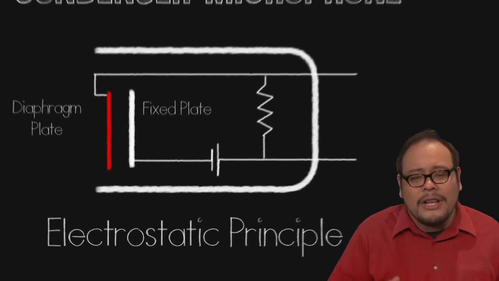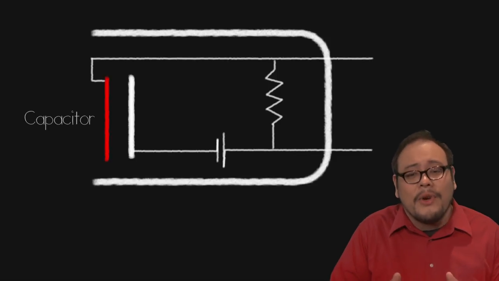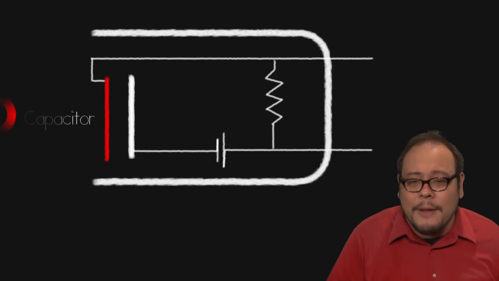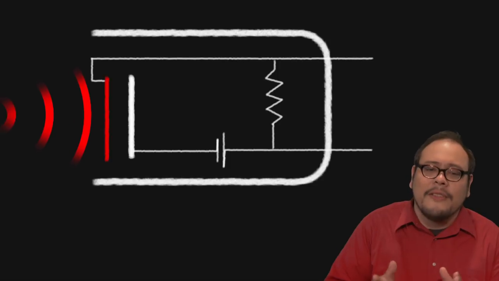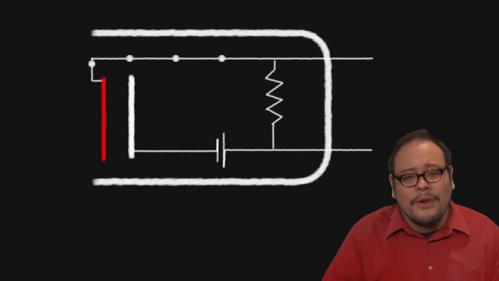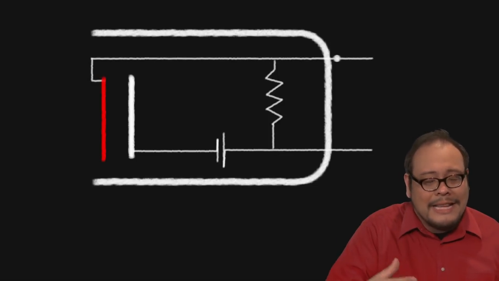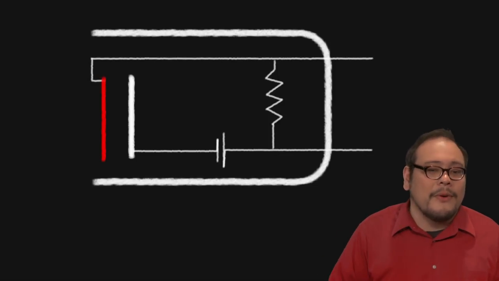The two charged electric plates create what's called a capacitor. As sound waves strike the electrically charged diaphragm, it moves in relation to the fixed plate, changing the capacitance and generating a very small electrical charge, which is then amplified inside the microphone and sent off to be recorded.